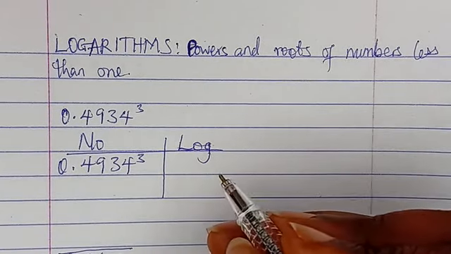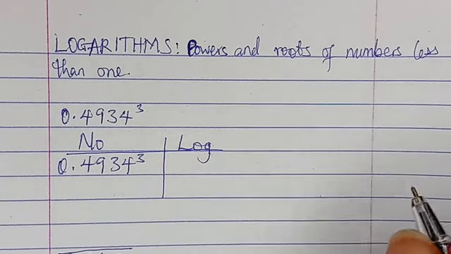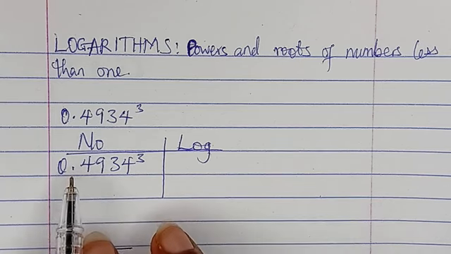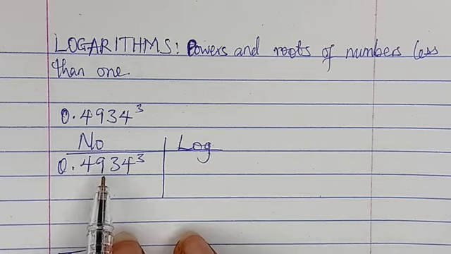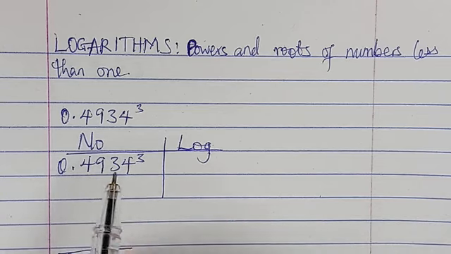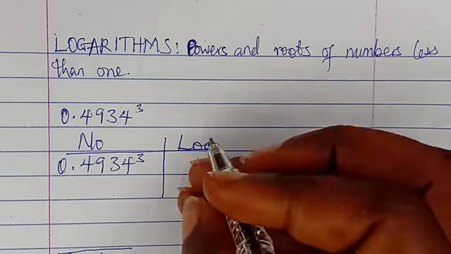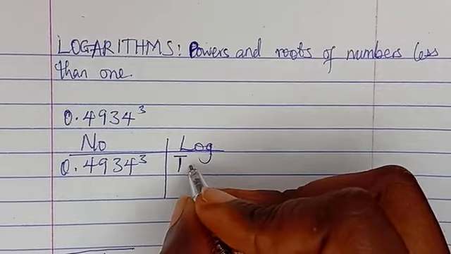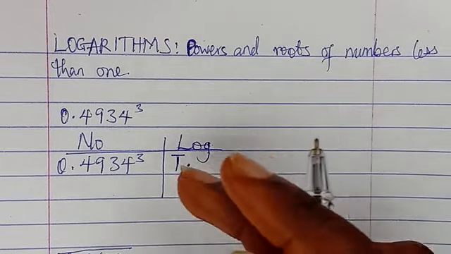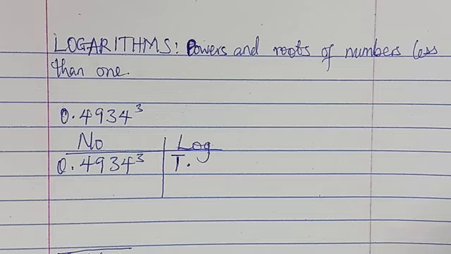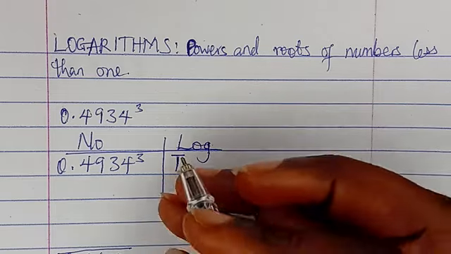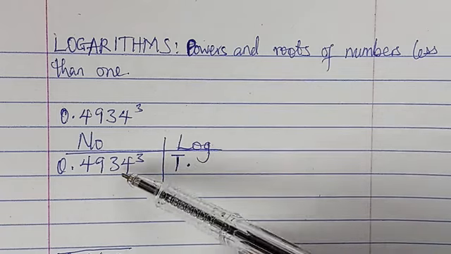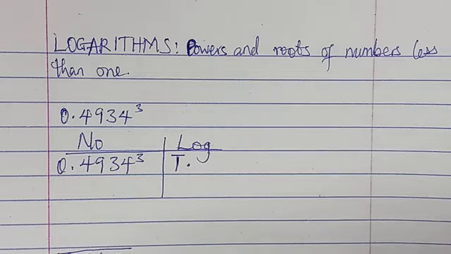Okay, so the first thing under numbers less than 1, we count the number of zeros before the first non-zero number. So we have just 1 zero before the first non-zero number, we have bar 1. So we call it bar 1 and we handle it as -1. Okay, so we now go to the log tables, look for 49 under 3, difference 4.